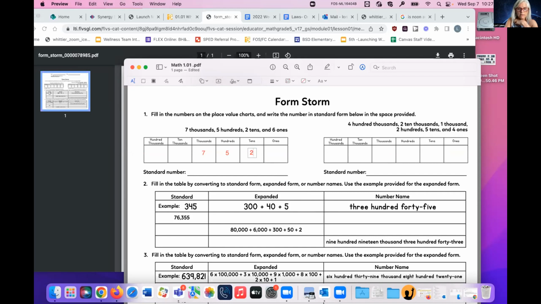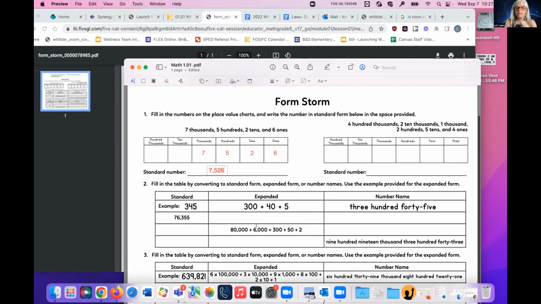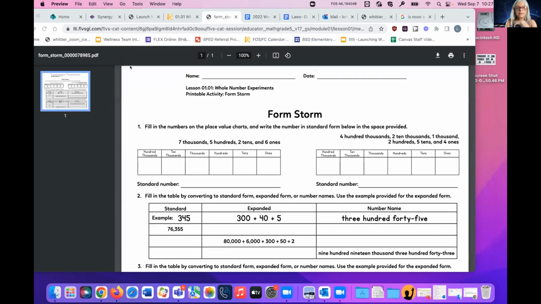2 tens and 6 ones. So I want to put 6 here. Okay. And there are different ways you can do this. I can do it using just a pen and writing, but my writing is pretty sloppy. So it says to write the standard number. So right down here, I'm going to need to write the whole number, and I'm going to have to put a comma in. So 7,000, comma, 526. You're going to fill out this whole form just for you and practice doing it. You will not submit this to me today.